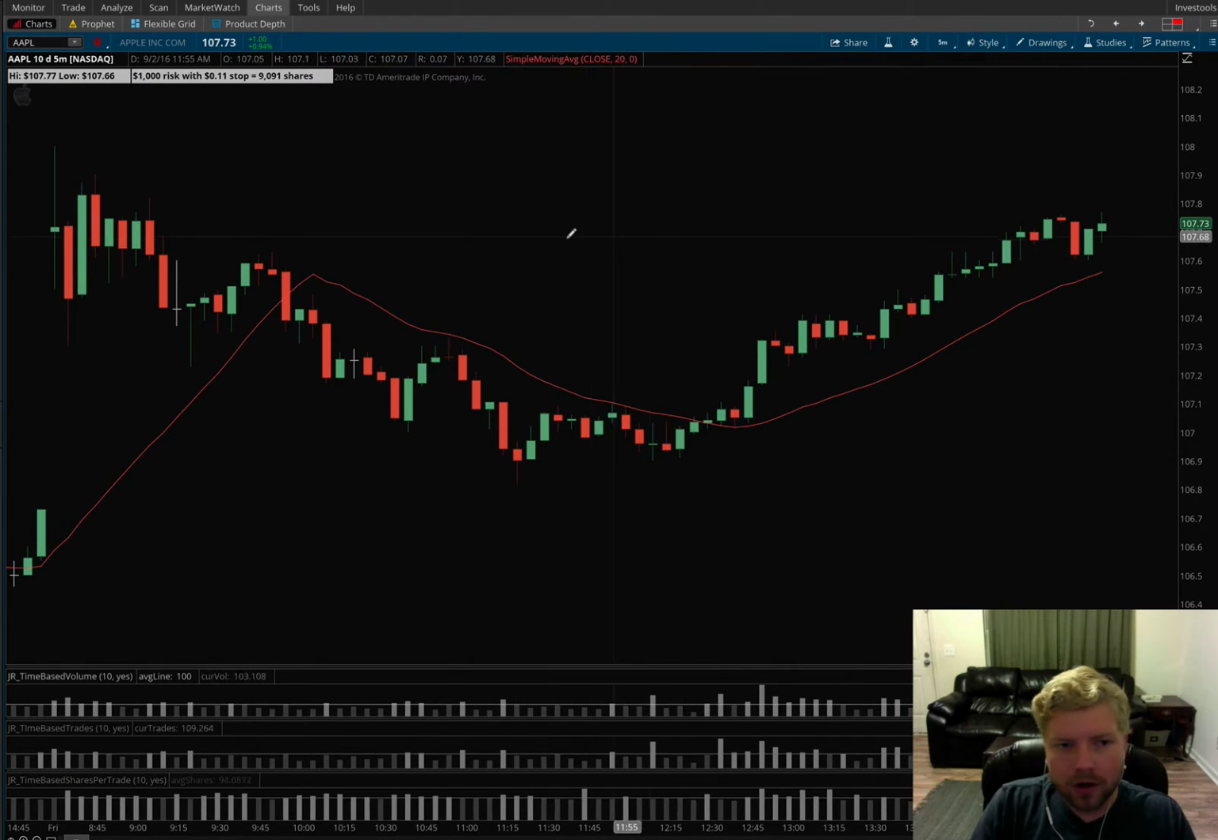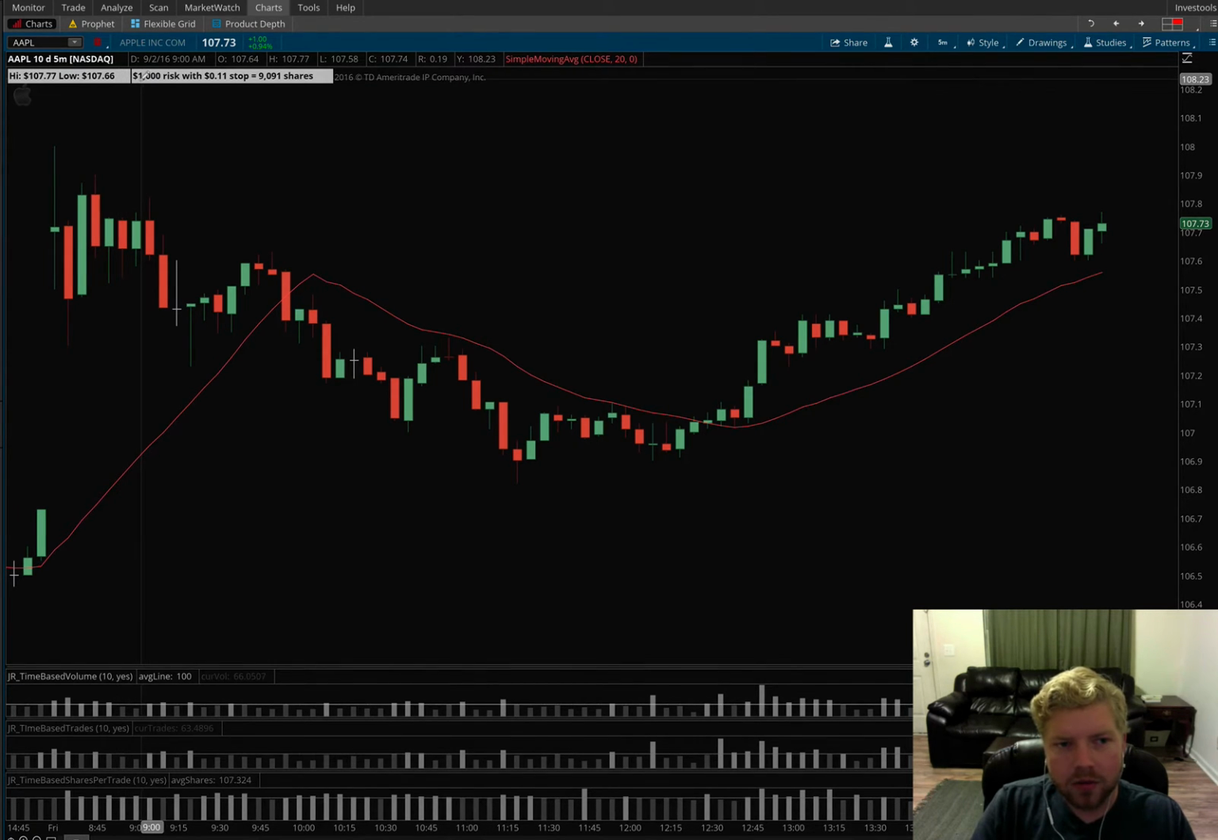So here we are on Apple with a 5-minute chart. You can see we've got this candle with a high of 107.77 and a low of 107.66. And you can see up here in the top corner, the indicator is telling us the current high and low of the latest 5-minute candle on this chart.